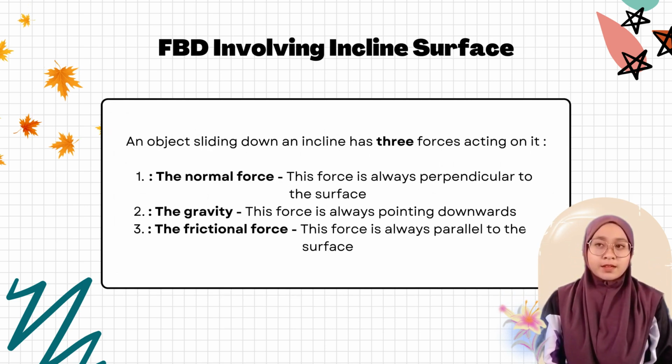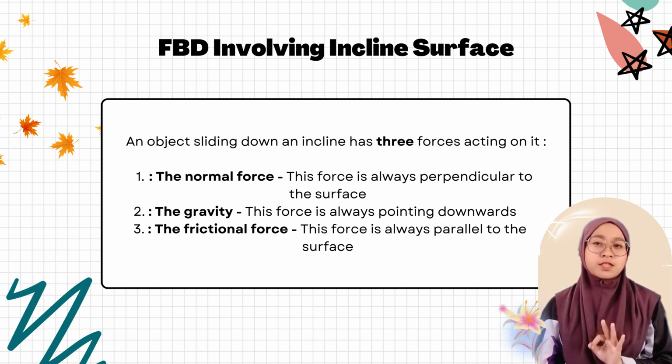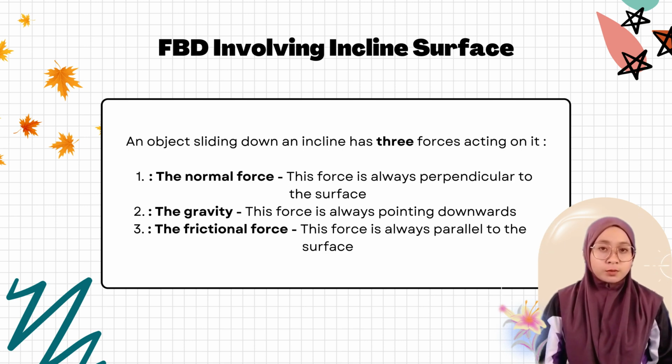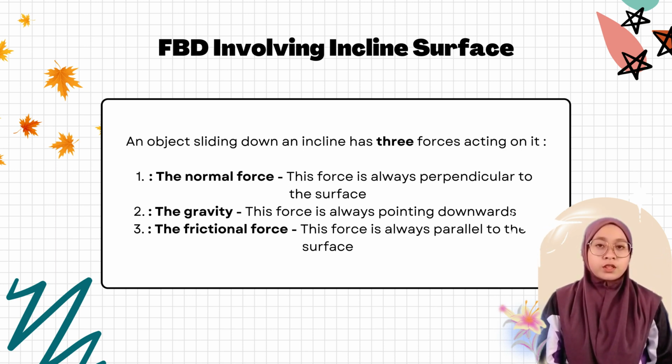Next is the FBD involving an inclined surface. An object sliding down an incline has 3 forces acting on it. The first one, the normal force. This force is always perpendicular to the surface. The second one, gravity. This force is always pointing downward. The third one, the frictional force.